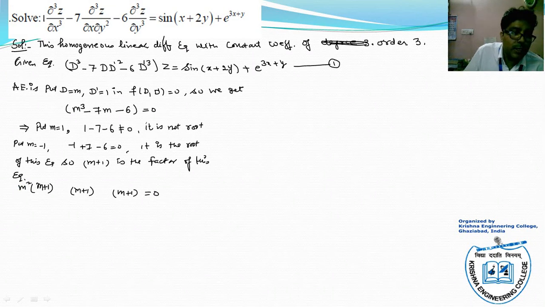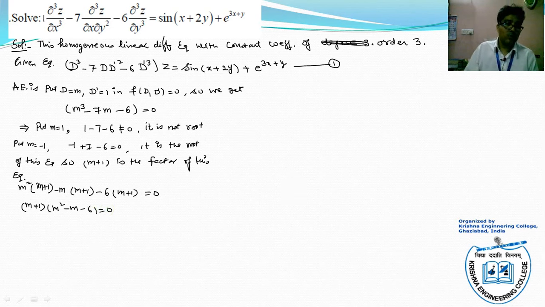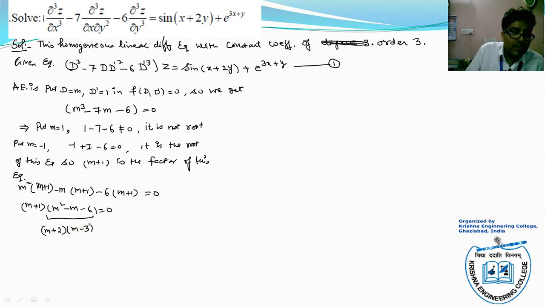Dividing, we get m cube plus m square, minus m square minus m, and minus 6. So taking m plus 1 common, we get m square minus m minus 6 is equal to 0. This is the quadratic equation. We can easily factorize it. The factors of this are m plus 2 and m minus 3 equal to 0.